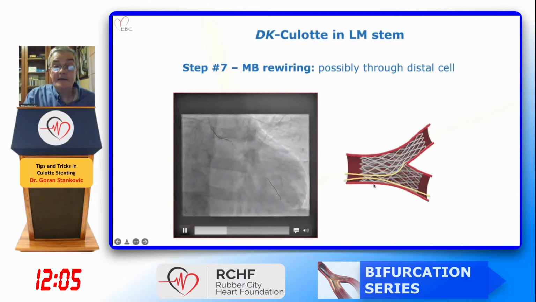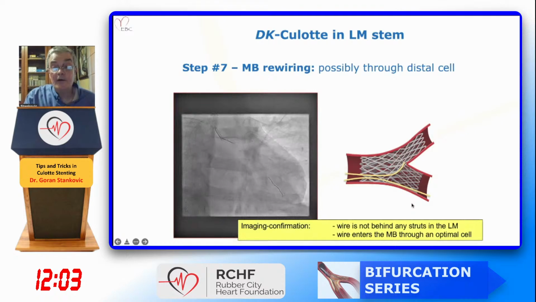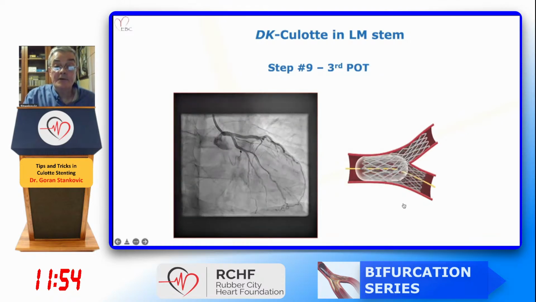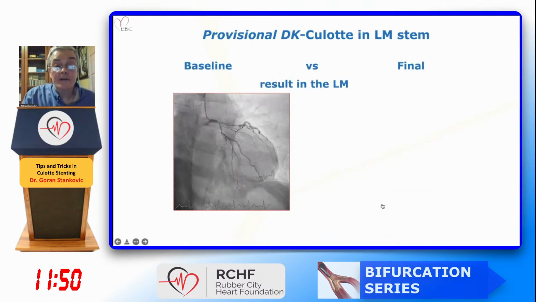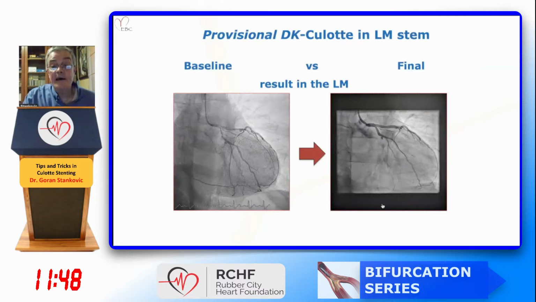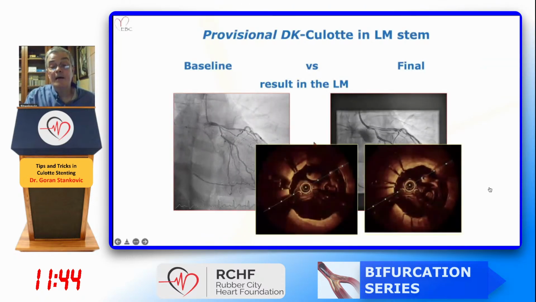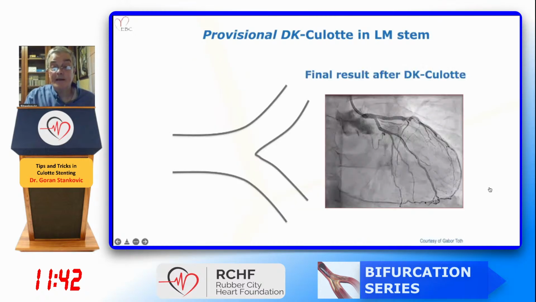Rewiring through the distal cell, if possible, of course, into the LAD. And then second kissing, individual, and then simultaneous. And finally, the third POT. So this is baseline, and this is the excellent final result in the left main achieved with the double kissing.